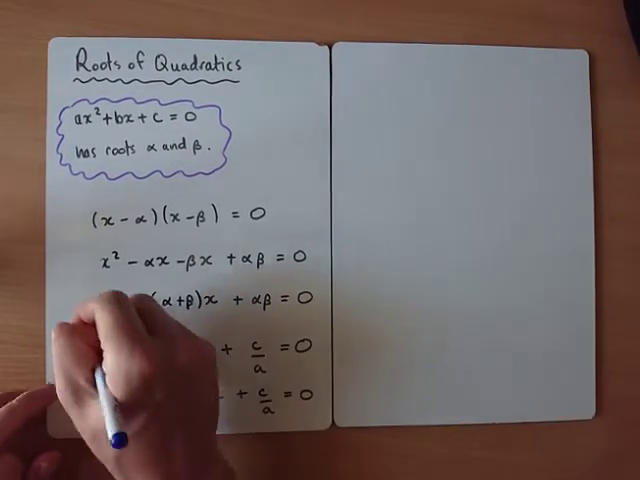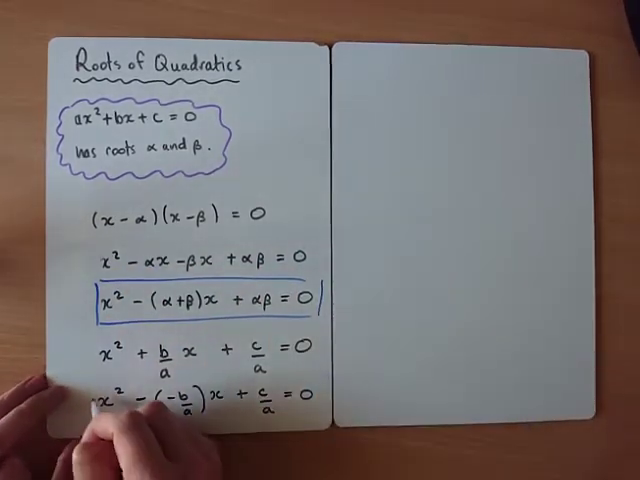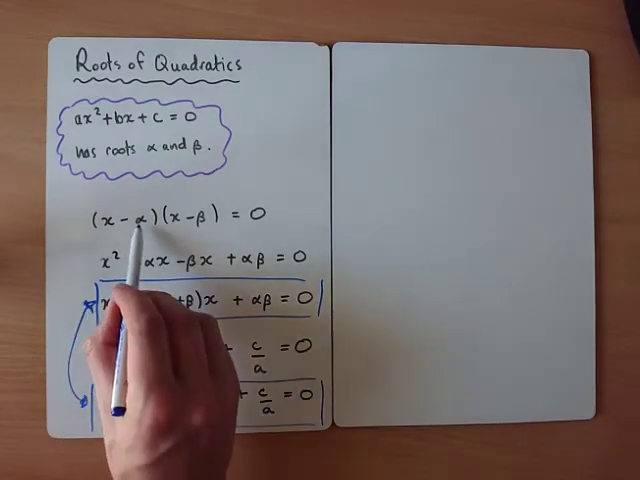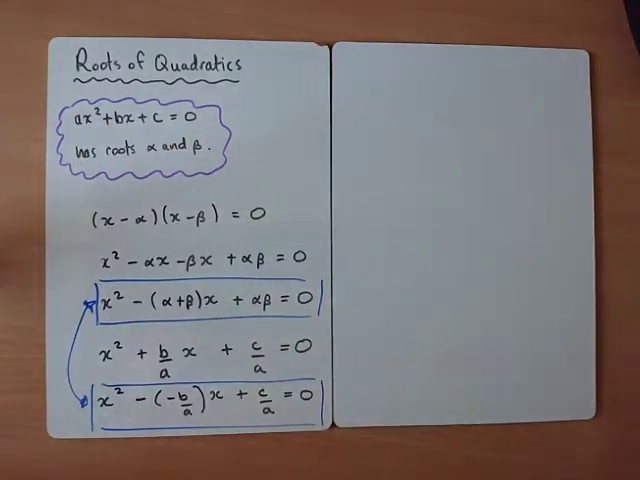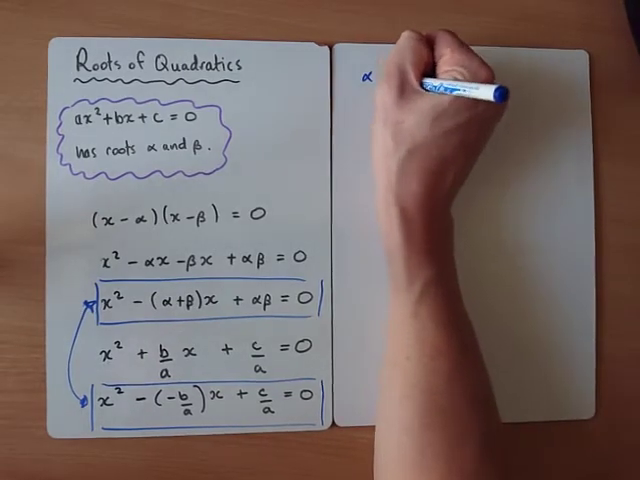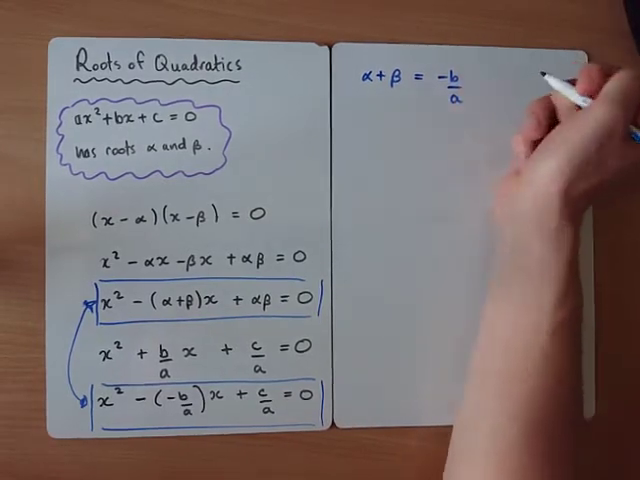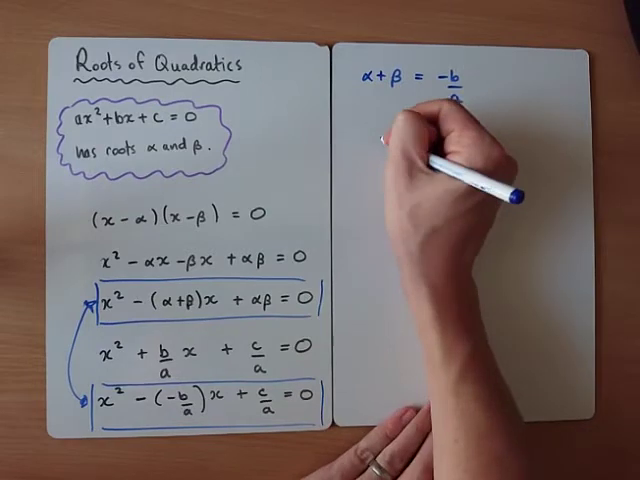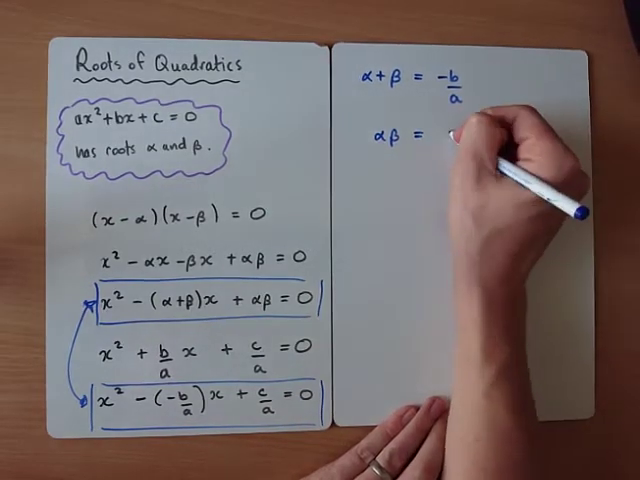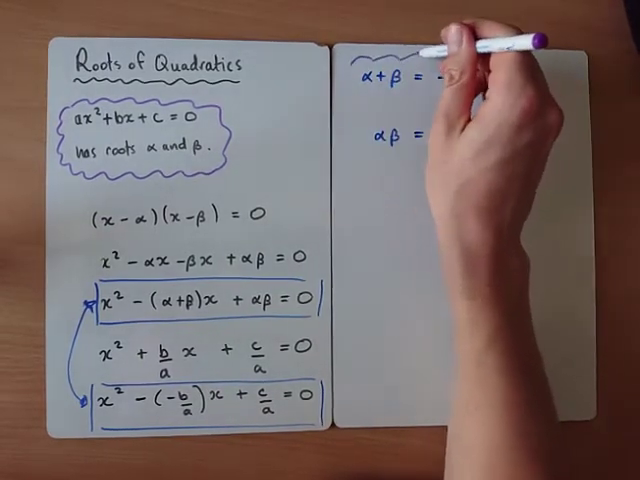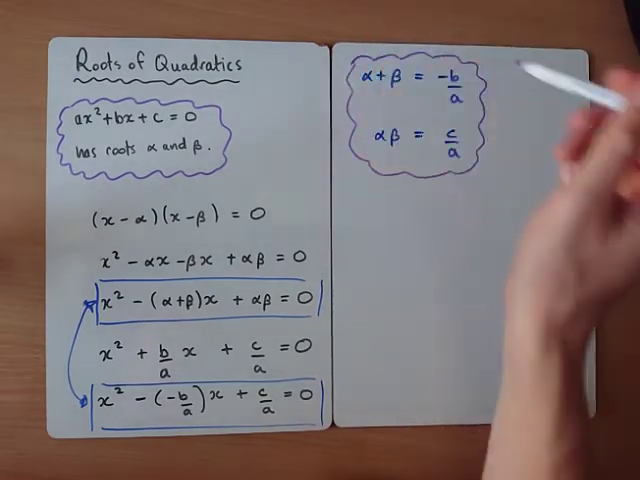So by comparing these two equations directly, we get to understand how the roots of the quadratic, alpha and beta, relate to these coefficients, a, b and c. And hopefully if we compare these two, we can see that, obviously, the sum of the roots, alpha plus beta, must equal minus b over a. And the product of the roots, alpha beta, must equal c over a. That is going to underpin a lot of this topic, so it's important that we have that highlighted in our notes.